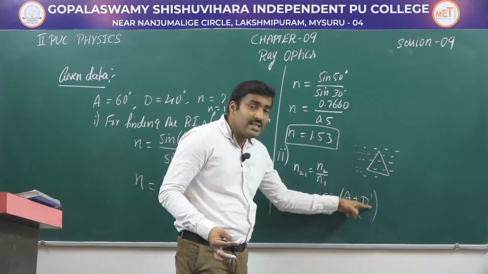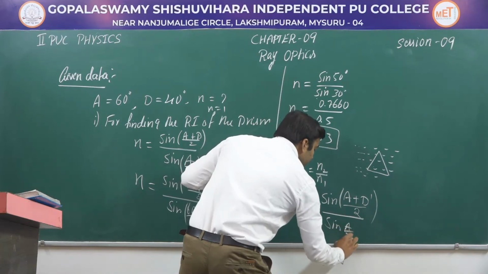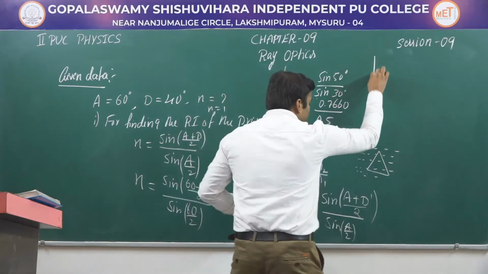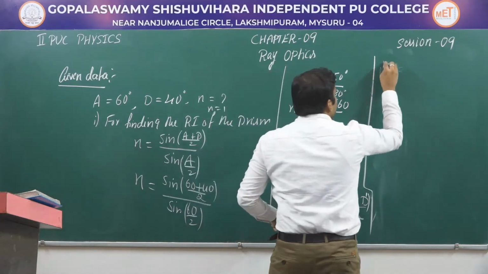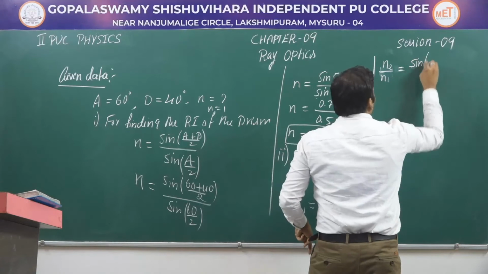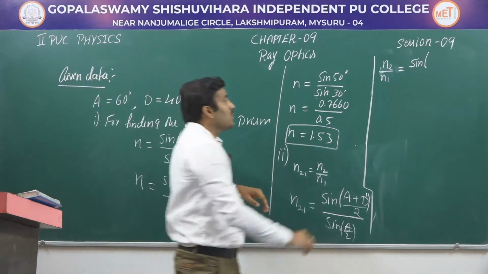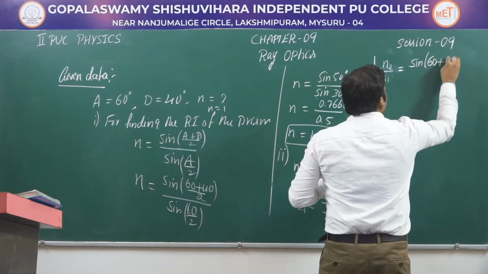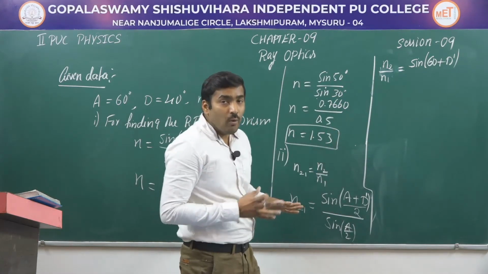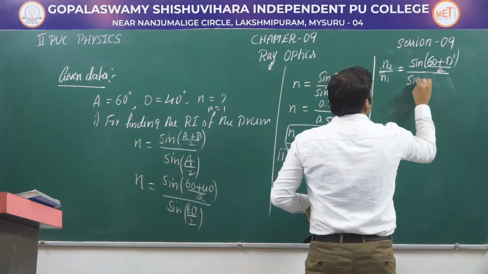So we need to find what this D dash is. So this divided by sine of A by 2, correct? N21 is equal to N2 by N1, correct? So let us substitute this. So N21 is equal to N2 by N1. Let me write this as N2 by N1 is equal to sine of A, the angle of the prism, which is the same, equal to 60 degrees. So this is 60 plus D dash. D dash is the angle of minimum deviation produced when the prism is in water medium. So this divided by 2, whole divided by sine of A by 2.